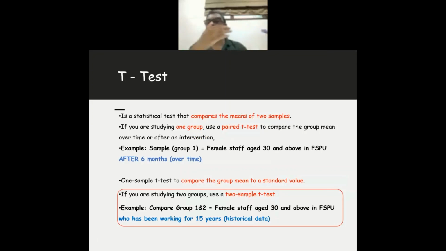Alright, we can also do t-test. Okay, t-test dah T kat situ. What does T mean? T means time. If you're studying one group, use paired t-test to compare the group mean over time. Setelah selang masa. Senang je. T-test means over time. Awal semester, akhir semester. Awal tahun, akhir tahun. 6 months pun boleh. First month, 6 months later.